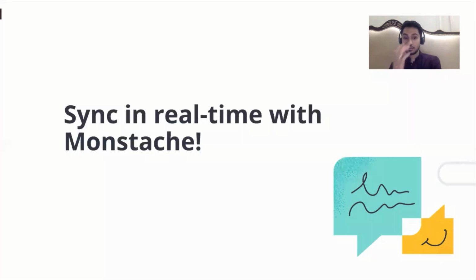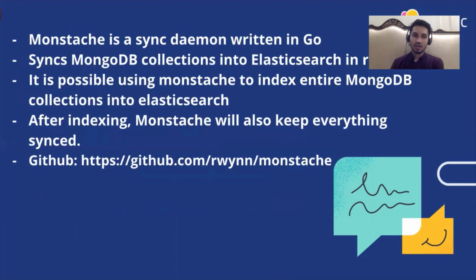So we can sync Elasticsearch and MongoDB in real time using Monstache. Monstache is a sync daemon written in Go. So you will need Go to run Monstache. It syncs MongoDB collections into Elasticsearch in real time.